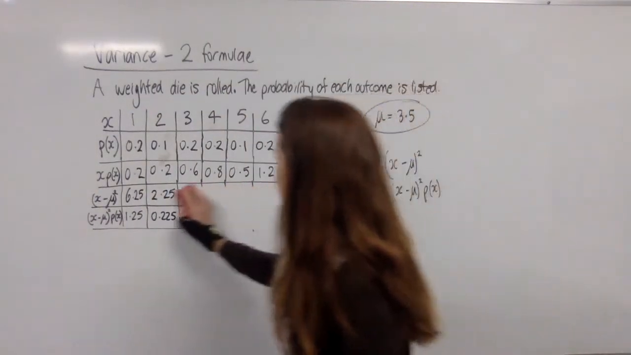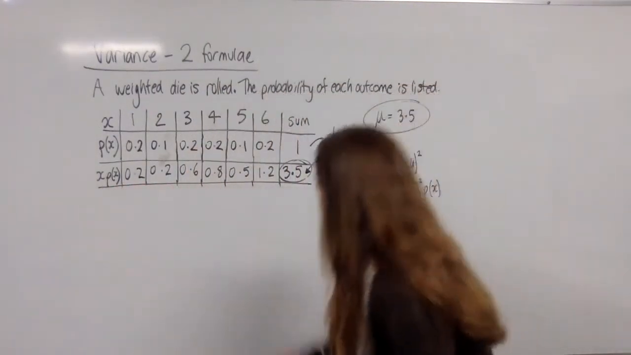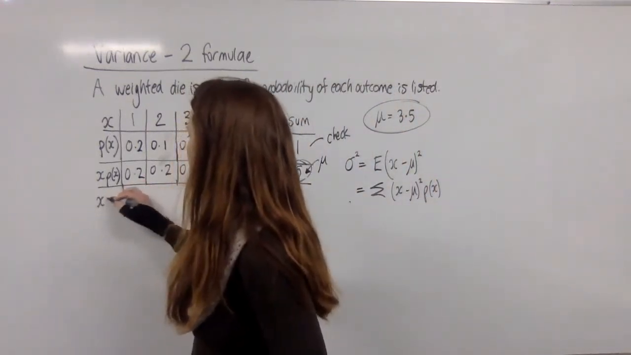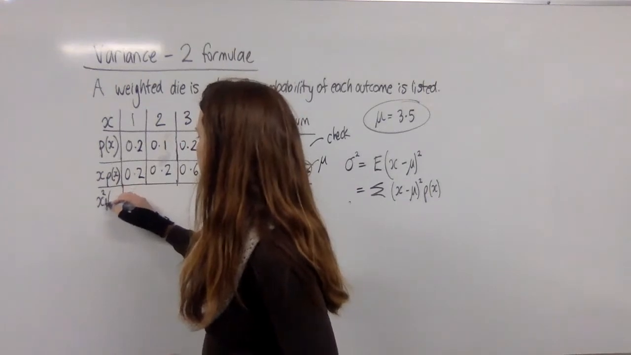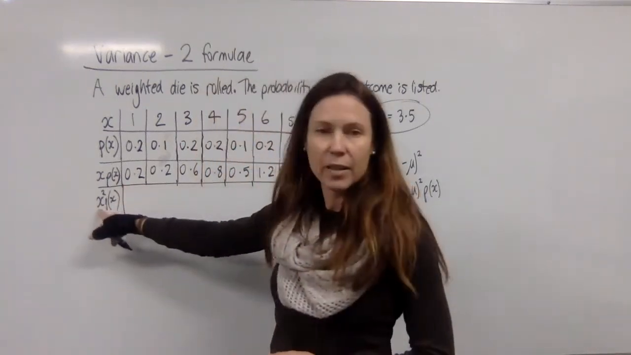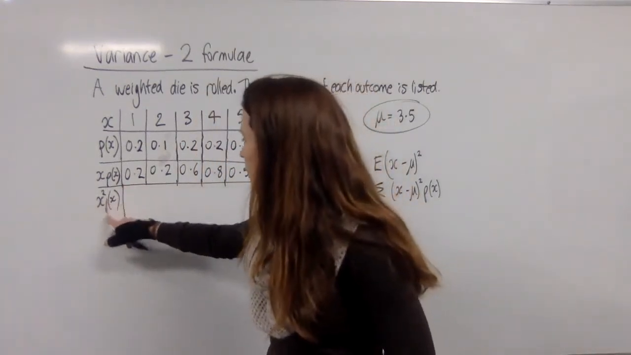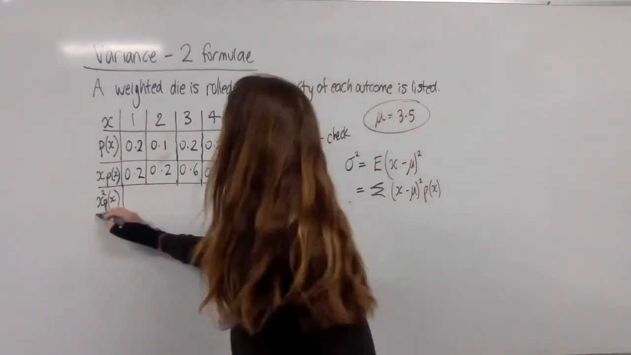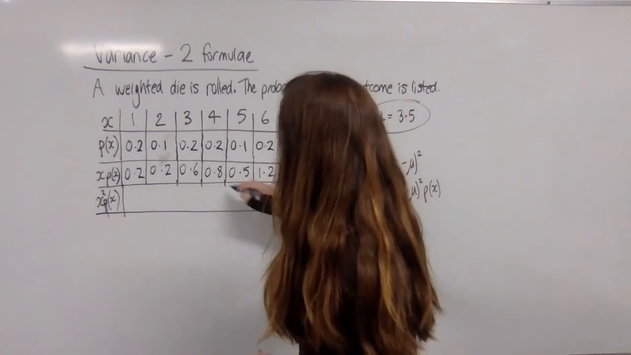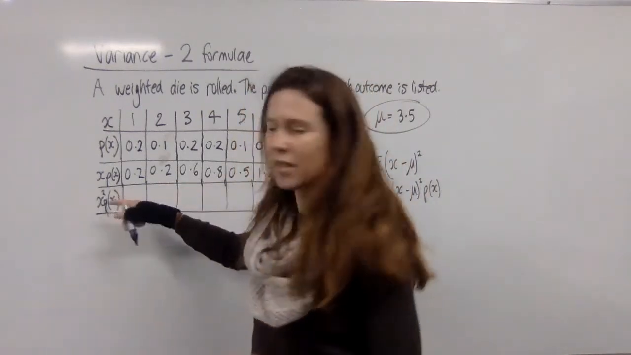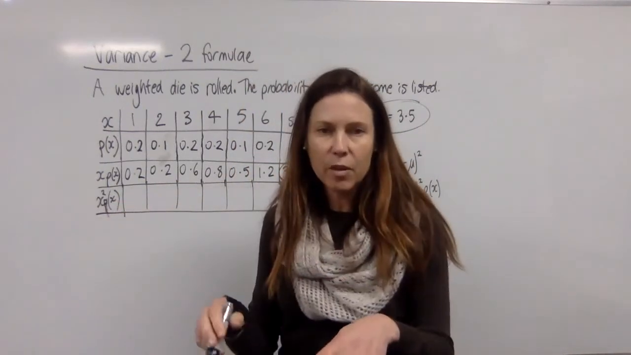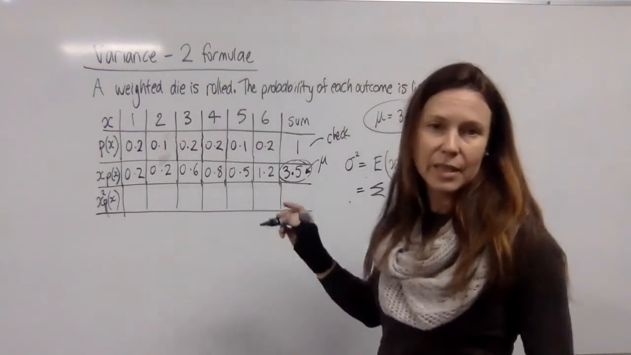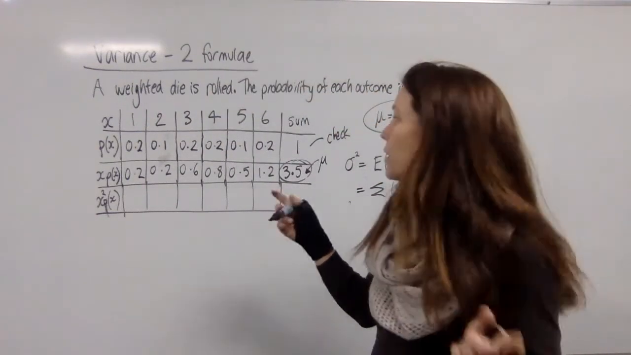Now the second formula has a different last two rows, and in fact it really probably only needs one row, because I think we can do two things at once here. We need x squared multiplied by the probability of x. Now some people will do a row of x squareds, and then underneath that a row of x squared p(x), but I can square these numbers in my head really easily. So I think it's easy to do two things at once.